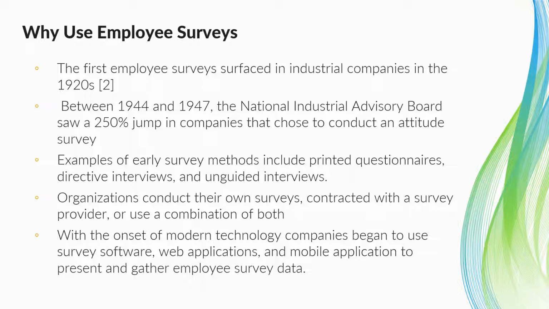As a matter of fact, the United States Army Research Branch, for example, conducted soldier surveys, which recorded the opinions of more than 500,000 soldiers on topics ranging from food quality to confidence in leadership. Examples of early survey methods include printed questionnaires, direct interviews, and unguided interviews.